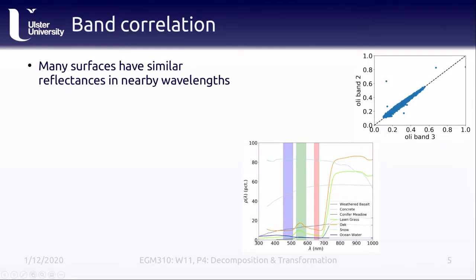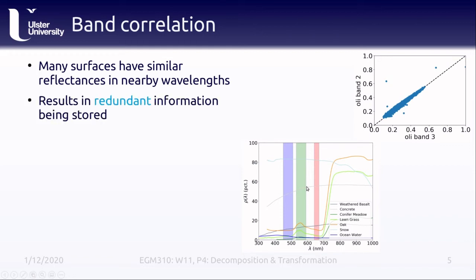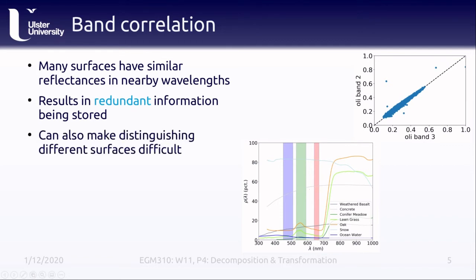One thing that you might notice looking at this graph is that a lot of neighboring bands are correlated. That is, many surfaces or objects have similar reflectances in nearby wavelengths. This means that we often have a lot of redundant information stored in different bands. This can make distinguishing different surfaces more difficult, as they will tend to look similar. For example, snow and clouds look quite similar in a number of different wavelengths. Distinguishing between different kinds of vegetation can be quite hard, as color differences can be very subtle.